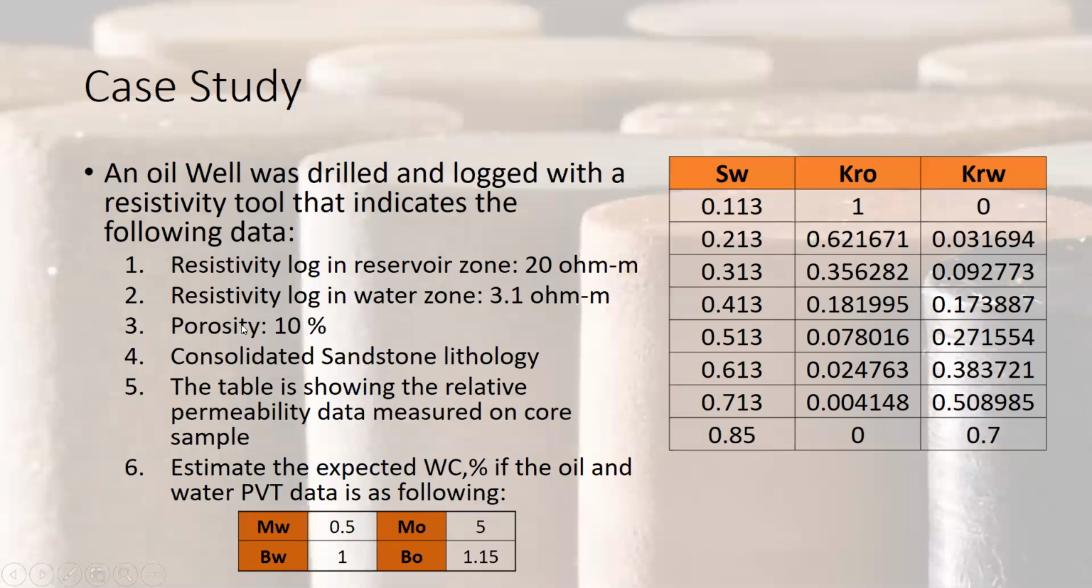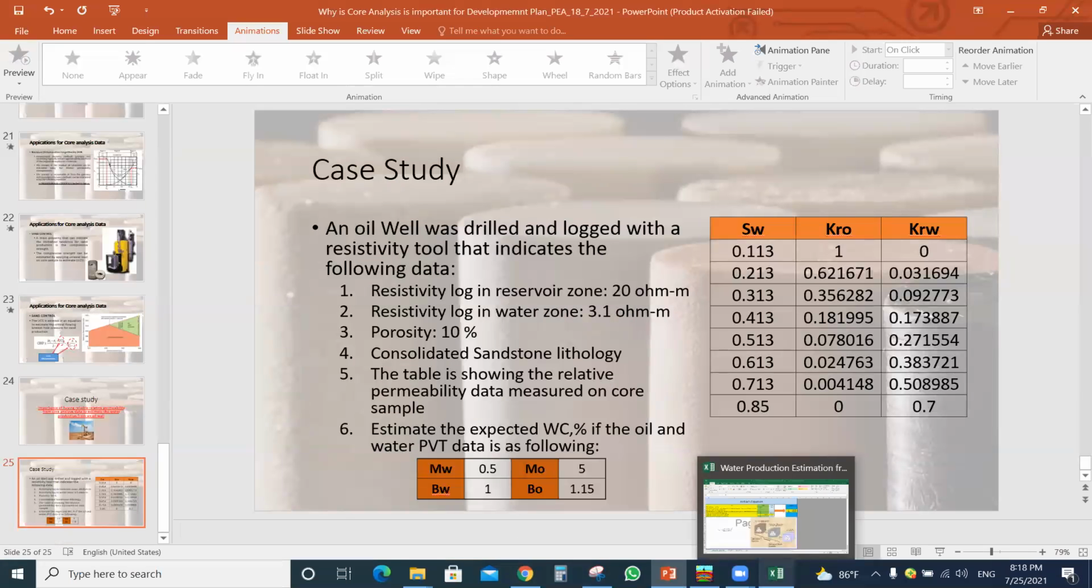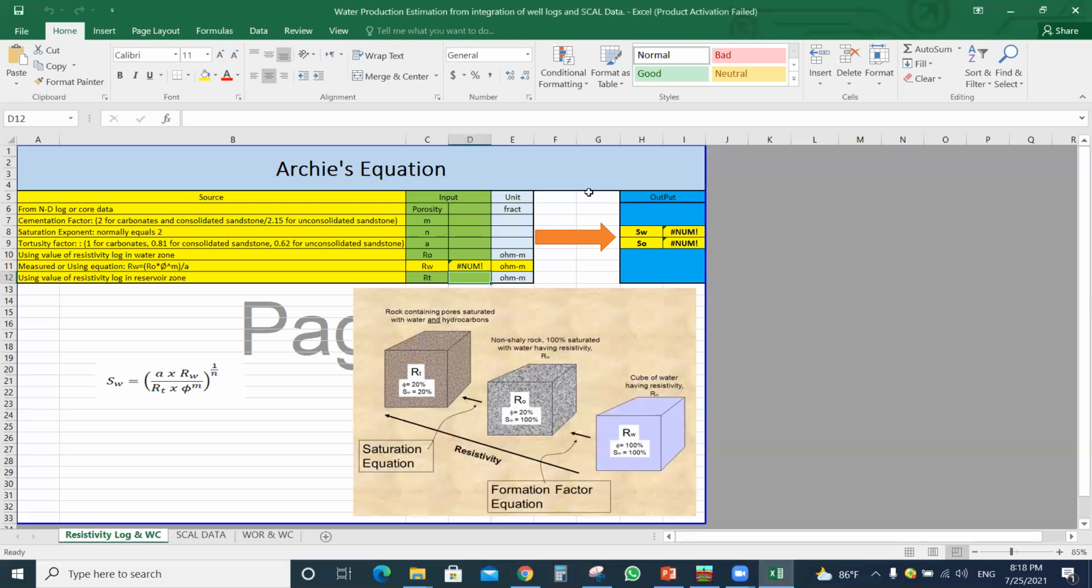We have the porosity. We know that it is a consolidated sandstone lithology. This table is for the relative permeability data. Also, we have some raw data for the PVT. Okay. We have a simple Excel sheet.